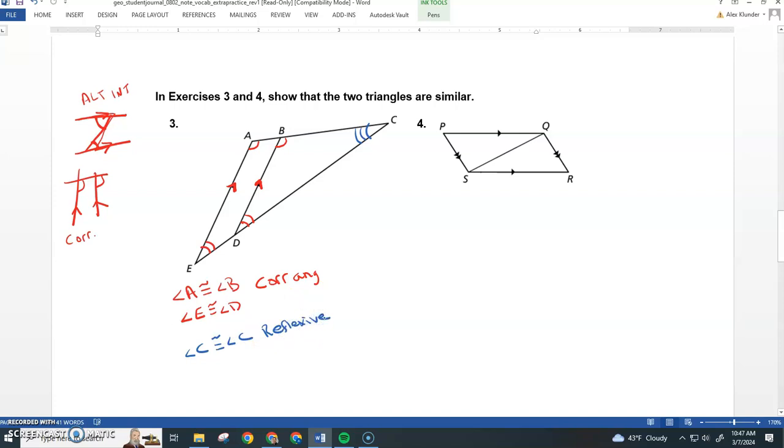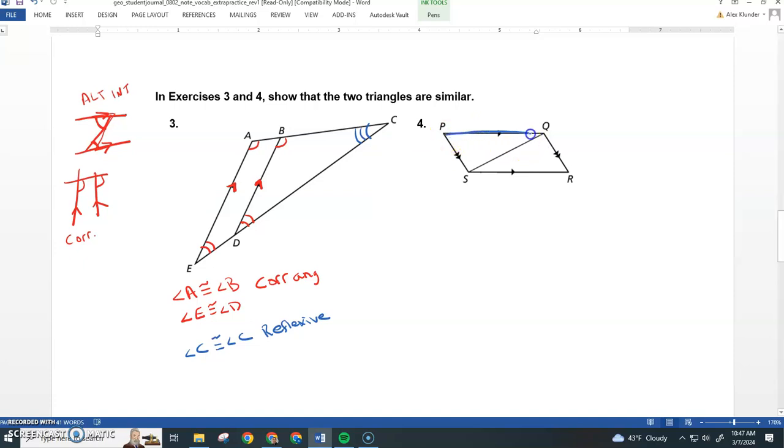So you could use any two of these three things to say, hey, they're similar by angle similarity. You would have to have these properties down though. Let me show you number 4. It's a very, very similar process.